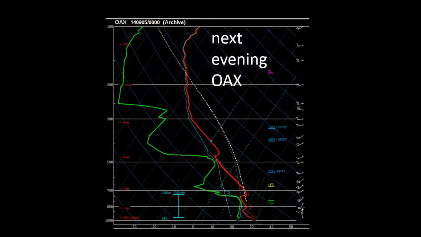And then we continue over to Omaha the following evening, so this is a full 24 hours later, and we still retain that steep lapse rate layer in the mid-troposphere. The only difference, we brought in a moist layer from further to the south and off to the east of where the lapse rate plume originated.